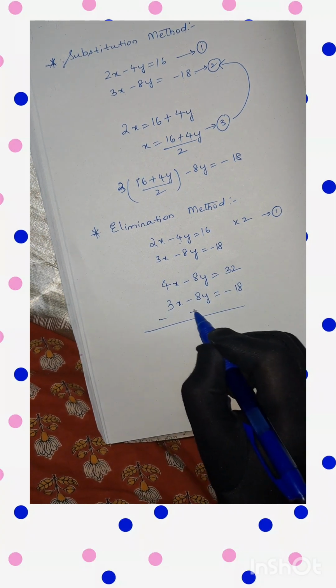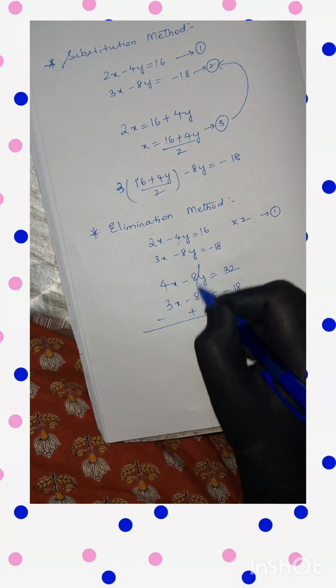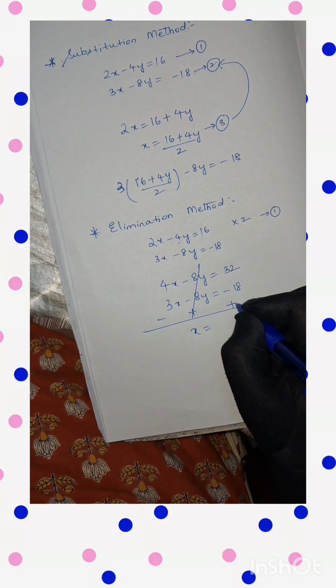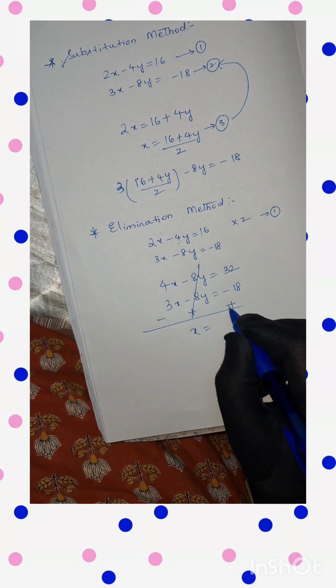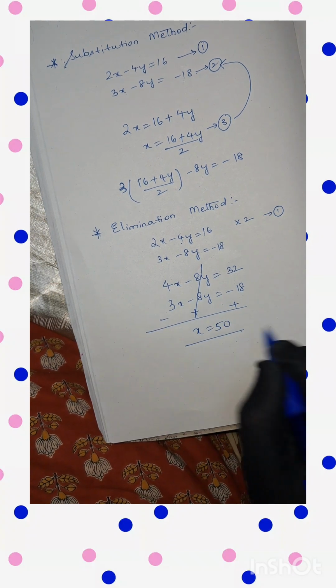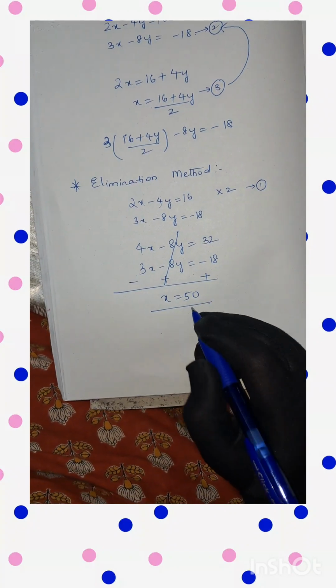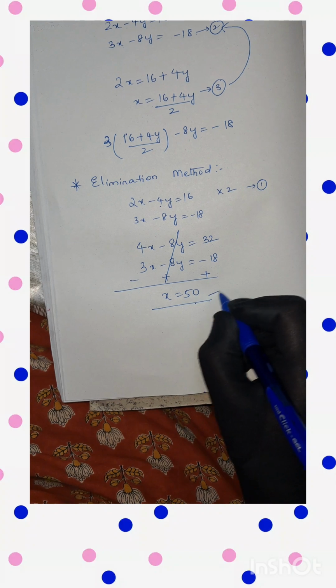Now I'll just change the signs, so the y terms will be cancelled. Now x is equal to what? 32 plus 18, how much? 50. So your value of x is 50. Now this value you have to substitute in any of the equations to get the value of y.